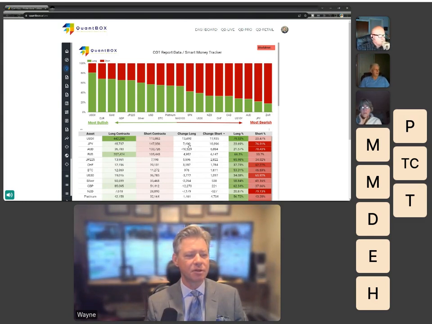Okay. Some money going into yen, long and short, but it's attracting money. It's kind of interesting. So it's these changes that you want to look at. What are the biggest shorts?